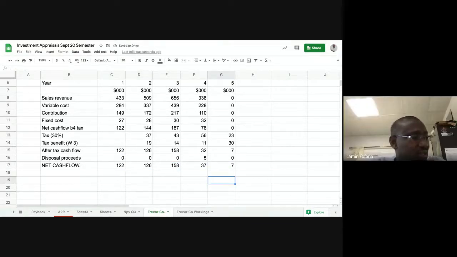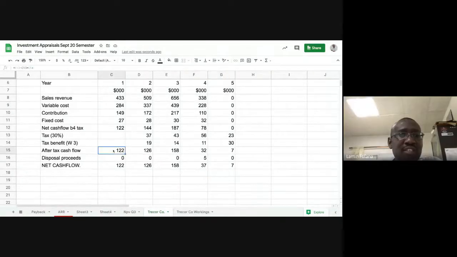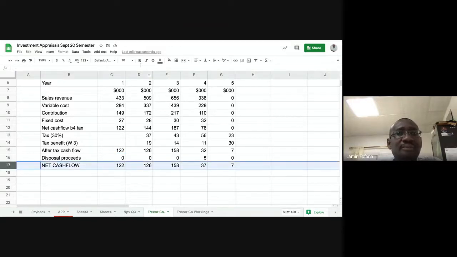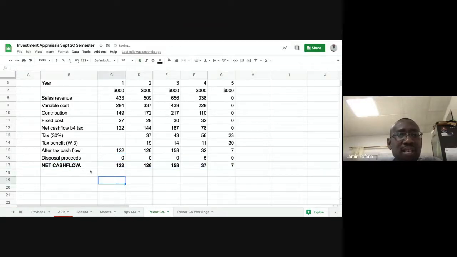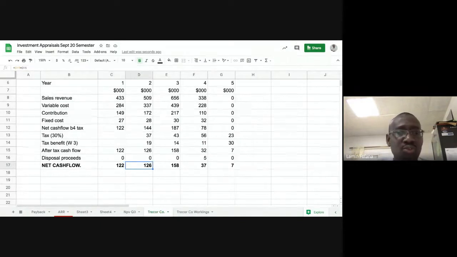Good. Mr. Fofana, what did you just do? Yes, I just added the after-tax cash flow to the disposal proceeds. That's the only thing I did. So that gave me this net cash flow. This will be our final cash flow number that we have to discount. So we have our final cash flow as 122, 126, 158, 37, and 7.